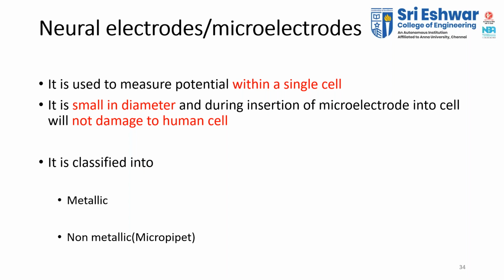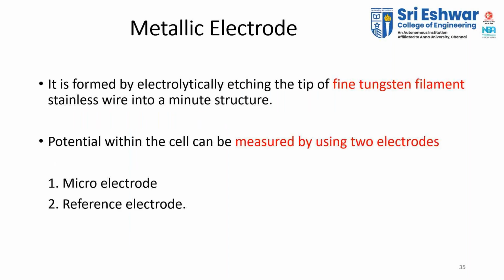It is classified into two: one is metallic and the other is non-metallic. Non-metallic is also called micropipette. Under neural electrodes, we have the metallic electrode. This metallic electrode is used for taking out signal, and the tip of this electrode is made of a material like fine tungsten filament or stainless wire, because it is going to measure a single cell. The sharpness of this electrode is in material like fine tungsten filament.